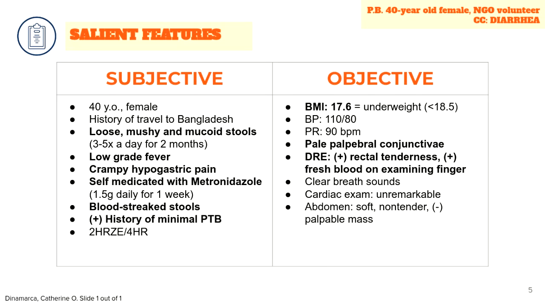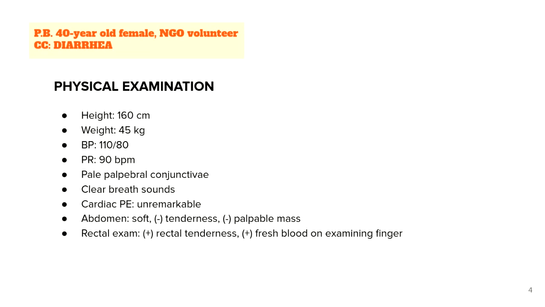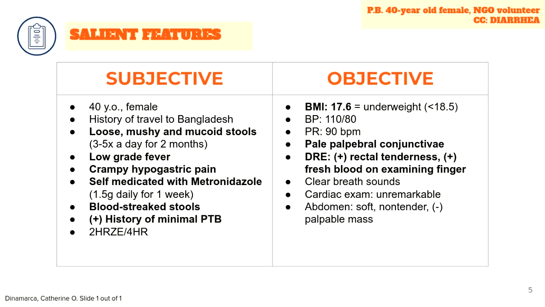For the subjective salient features, we have the age, the gender, the travel history to Bangladesh, loose, mushy, and mucoid stools which our patient has been passing about 3 to 5 times a day in the last 2 months prior to consultation. And as we all know, mucoid stools is typically seen in bacterial infection. However, since the patient is having the diarrhea for more than a month, we could easily rule this out.